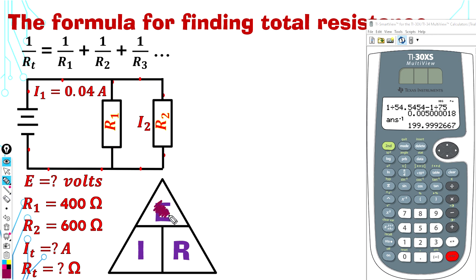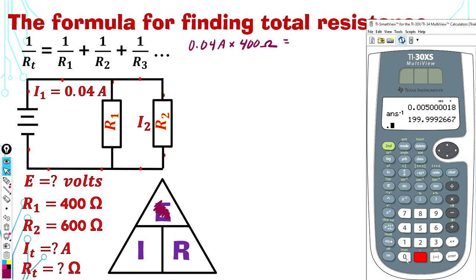So here I'm looking for voltage. So it's I times R. So I'm going to take my 0.04 amps times my resistance of 400 ohms. I got 0.04 times 400. So I've got 16 volts. Okay. Now that I know I've got 16 volts, I've got 16 volts across this resistor.